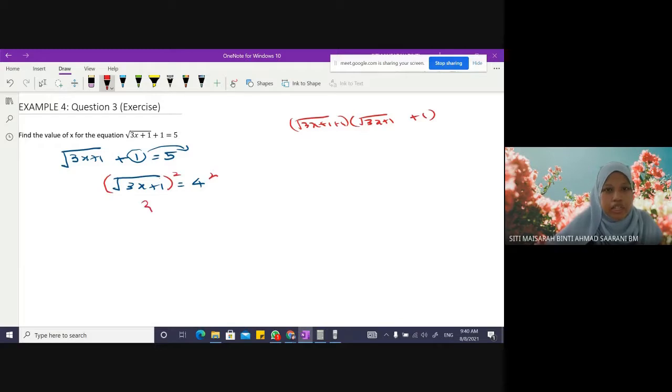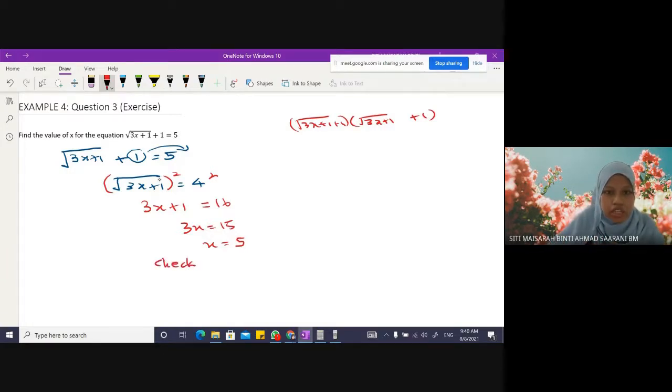So become 3x plus 1, surd dengan square. So this is 3x plus 1 is equal to 4 square is 16. So then 3x equals to 15. So x equals to 5. Okay, after you get the value of x, so then you need to check answer.